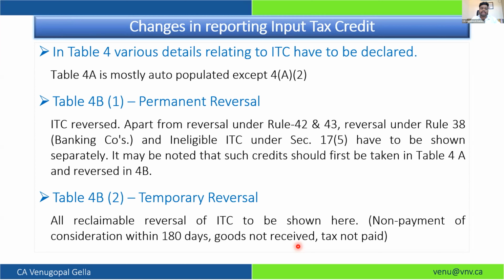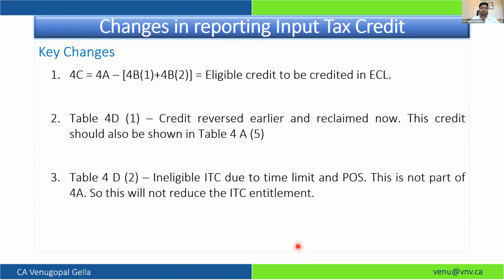So a temporary reversal I need to declare in 4B2, and a permanent reversal I require to report in 4B1. 4C is the net ITC. Net ITC means 4A, gross ITC, reduced by the permanent reversal and the temporary reversal. That is the credit which will get credited to my electronic credit ledger. Table 4D1 is whatever credit I have reversed in the previous period under 4B2: credit reversed earlier and reclaimed now. That's the credit I am required to report in table 4D1. The same figure I will add to table 4A5.